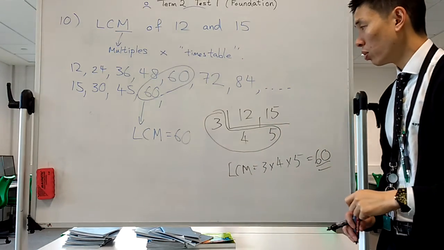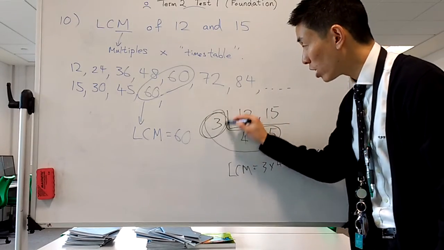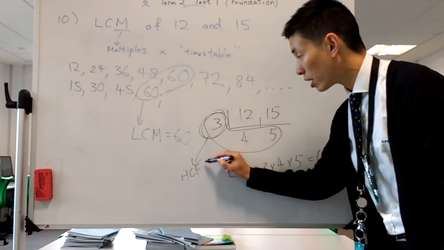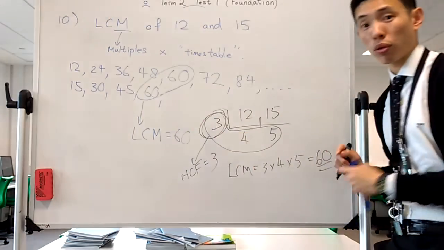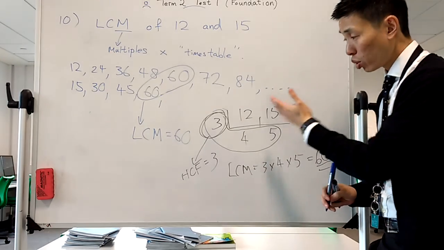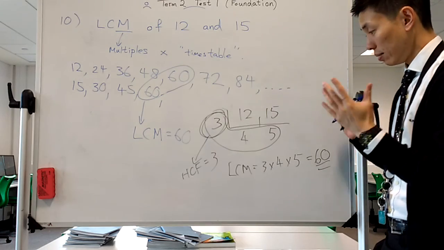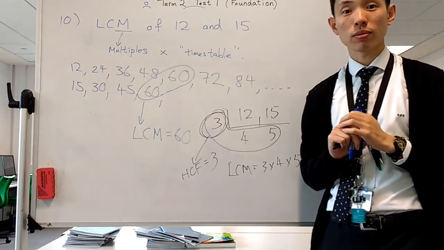Okay? And also, this method helps you find the HCF. Whatever the number is on the edge, that is the highest common factor. Okay? Which is very useful for finding both. So, do have a go at using this method in the future. And that's how you do the 10 questions in the Test 1 Foundation. Thank you.